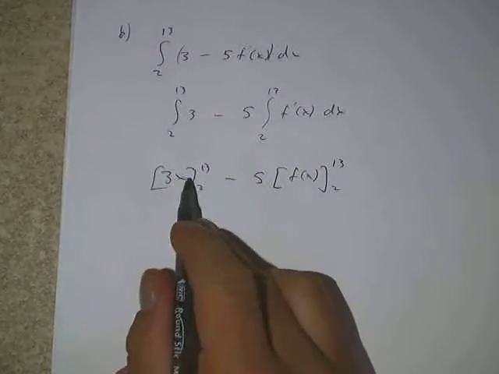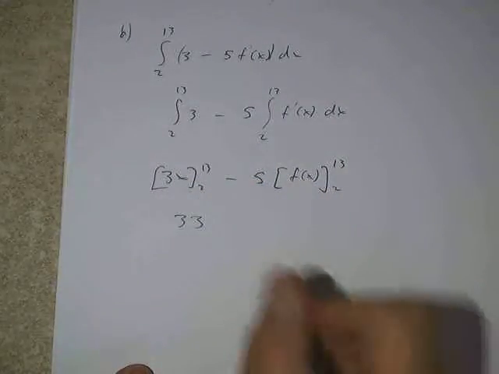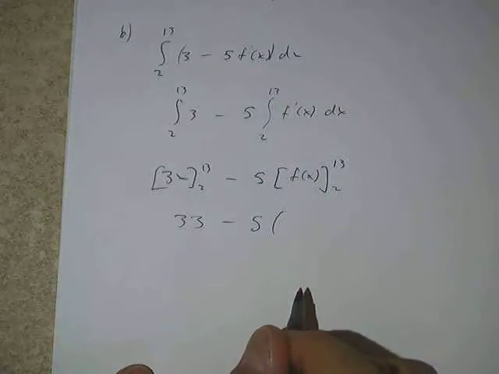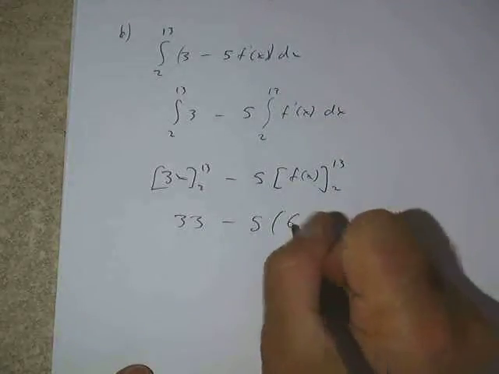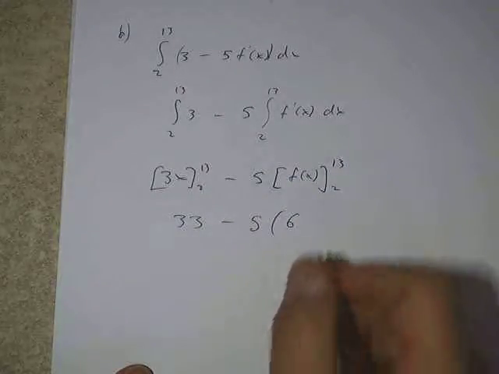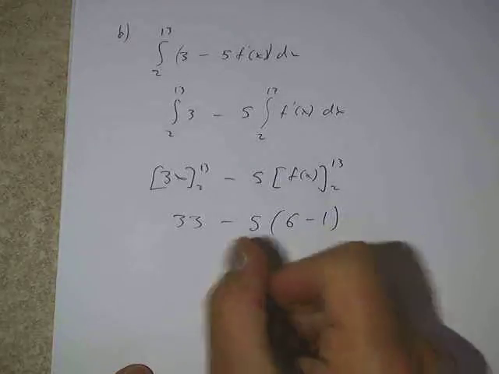Then this one, what's the antiderivative of 3? 3x. And 5 out here, and what's the antiderivative of f prime? f. And with that, this piece will be 39 minus 6, which is 33.